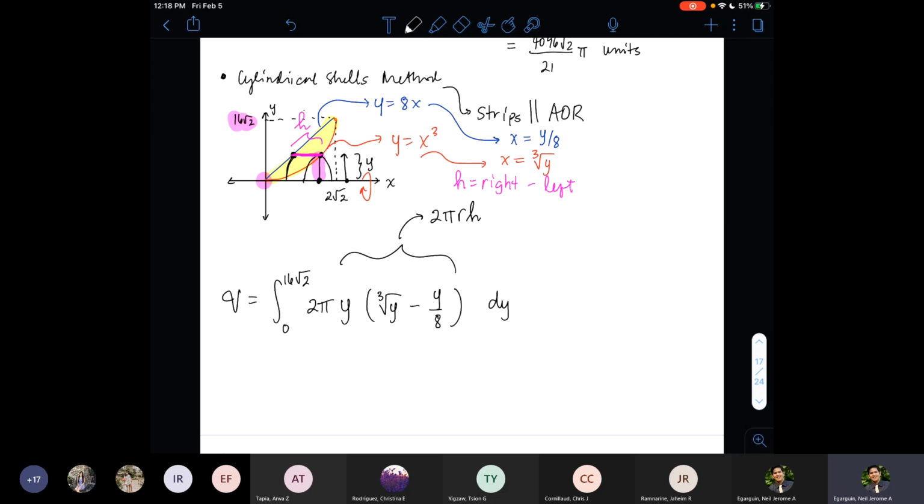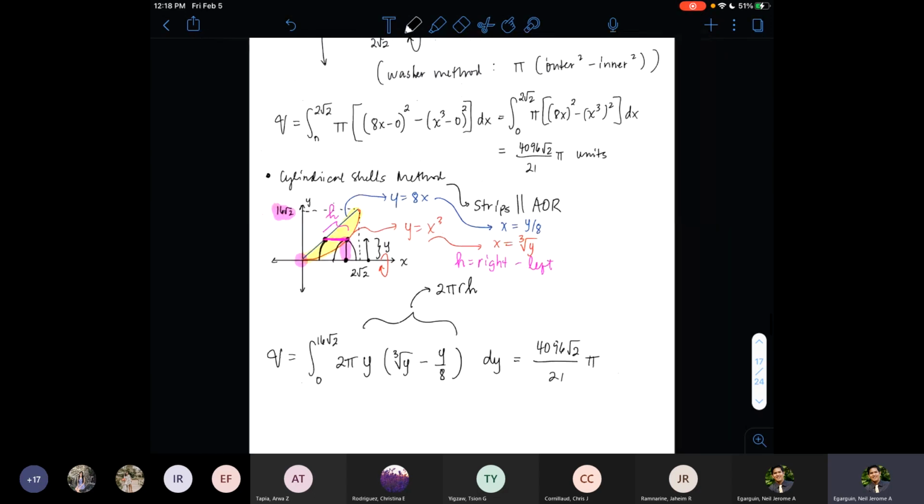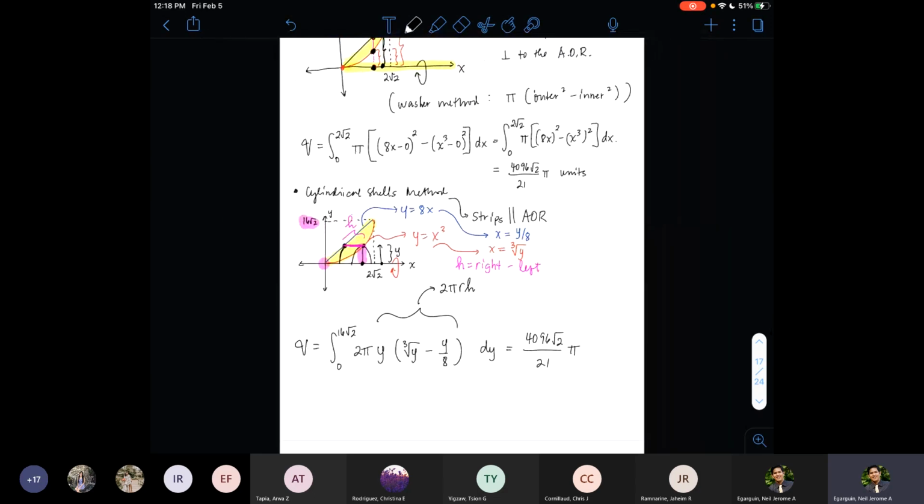If you carry out the integration here, you should get, let me see my notes here, I computed it earlier, 4096 root 2 over 21 pi, which is basically the same value you will get if you integrated with respect to x instead. So these two methods are equivalent to each other, or at least their answers should be equal to each other, though we use a different method and different types of strips.